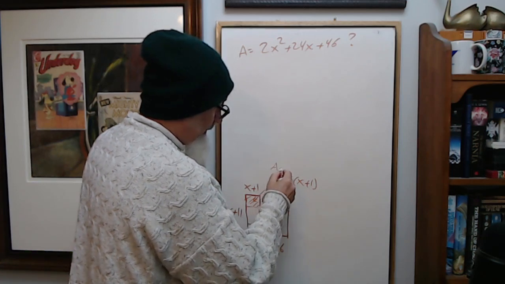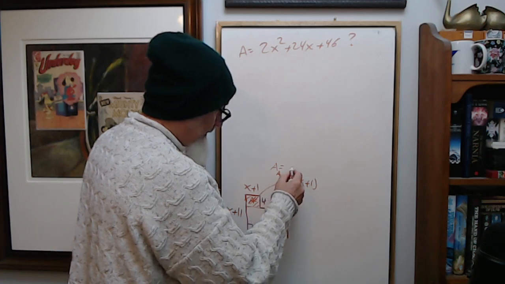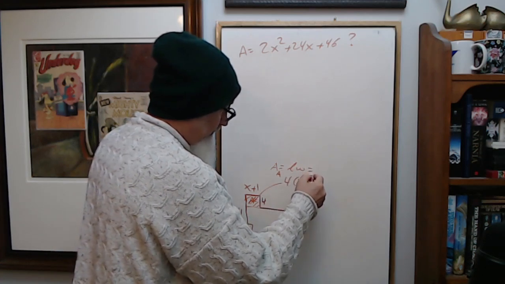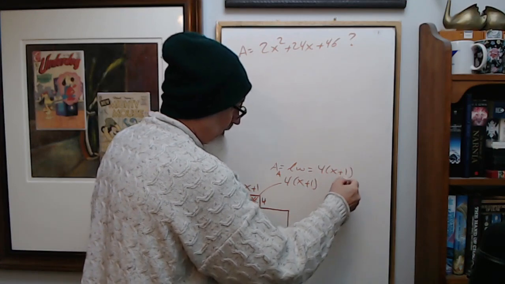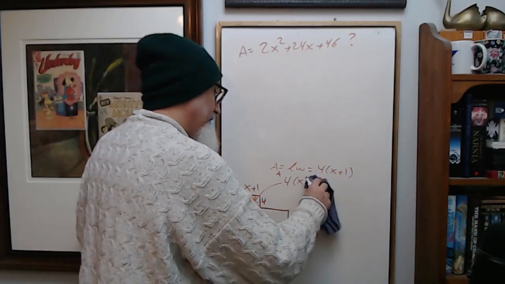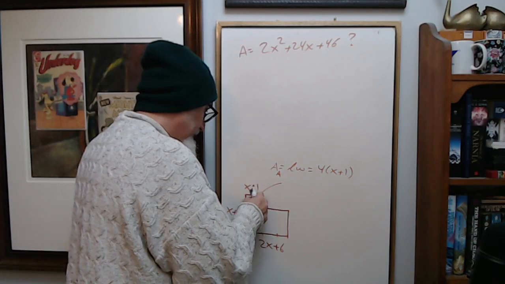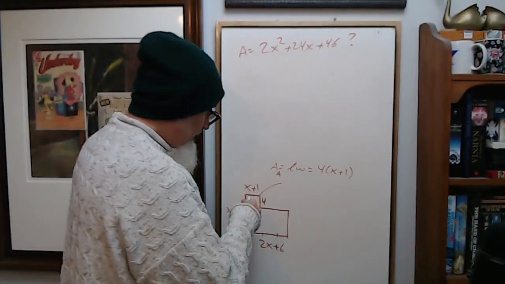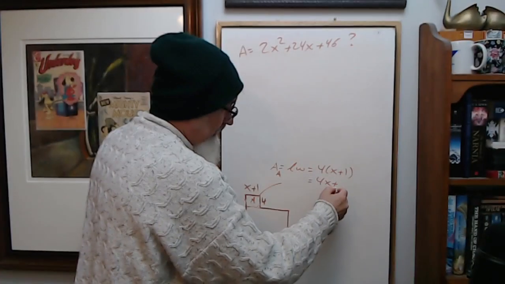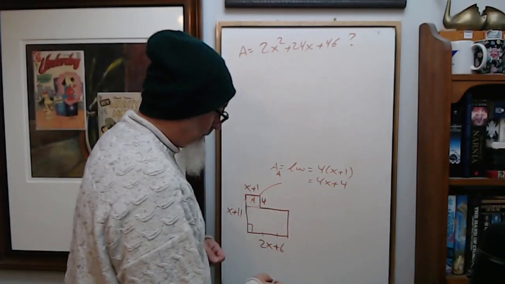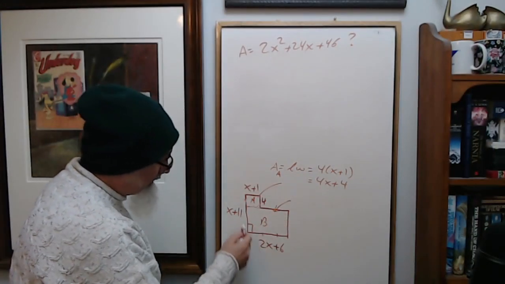The area of A is length times width, which is going to be 4 times x plus 1. Here, I'll erase this so we write it down as A so we don't get confused. So this is shape A. It's going to be 4x plus 4, right? The area of B is going to be this times this.